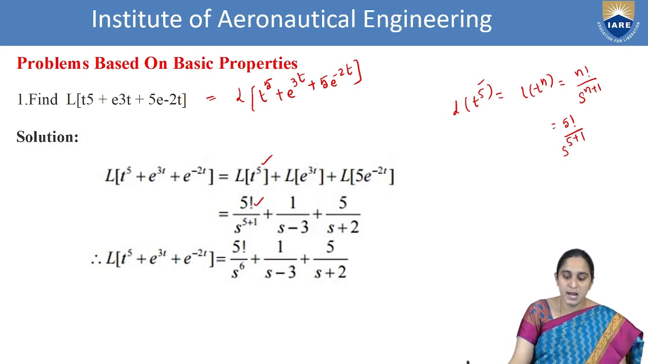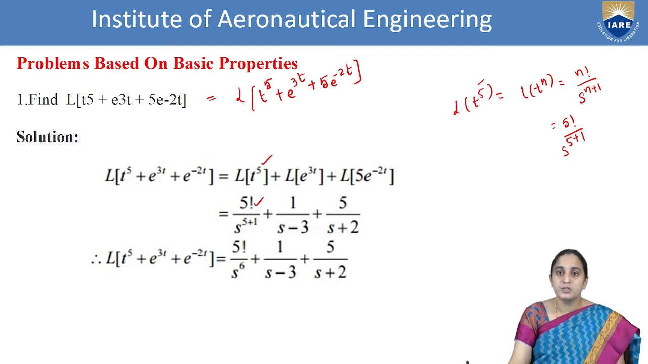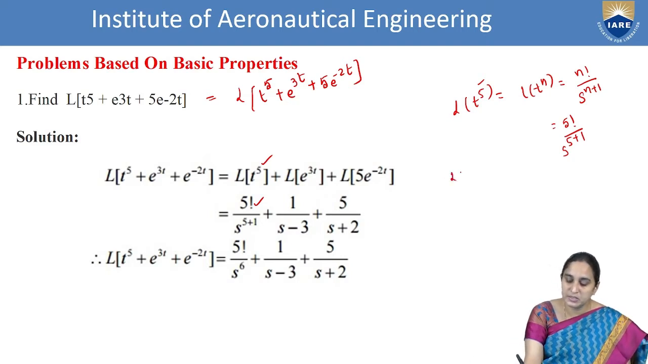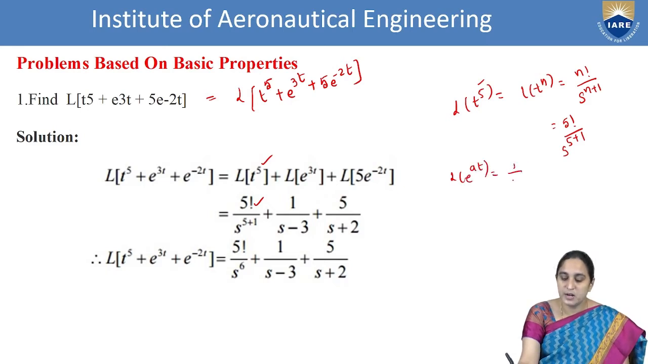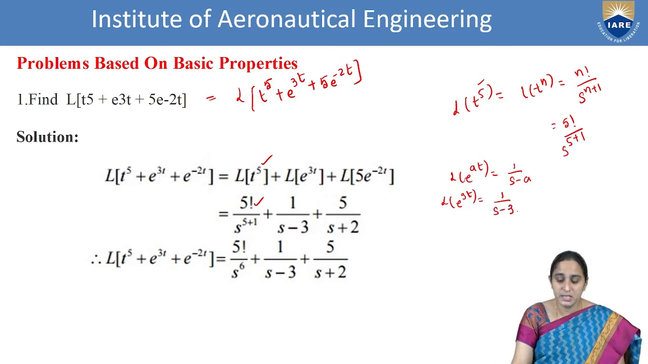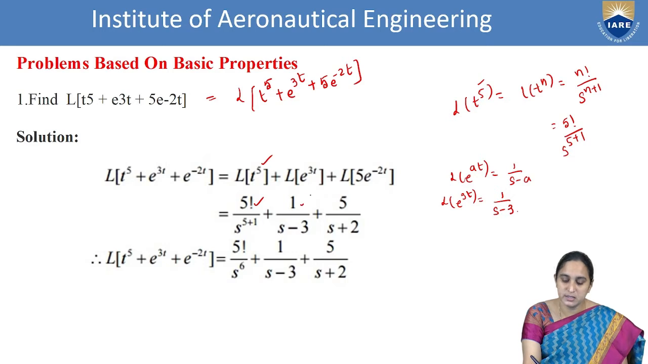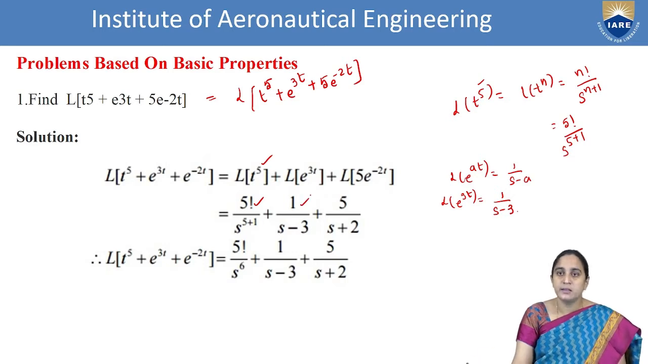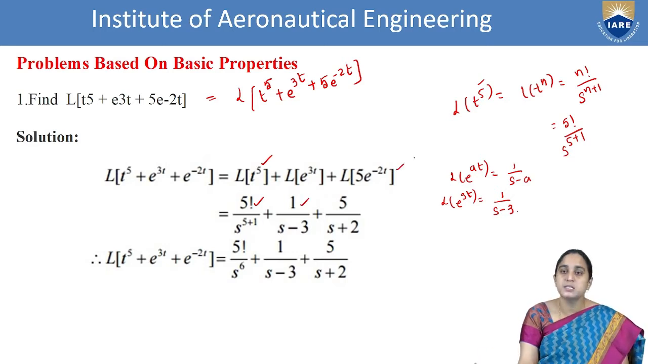And plus Laplace of e power 3t. What is the formula of Laplace of e power 3t? That is the e power at formula, that is 1 by s minus a. That is, Laplace of e power 3t is equal to 1 by s minus 3. I'm substituting that there.